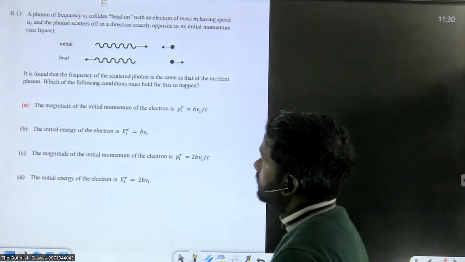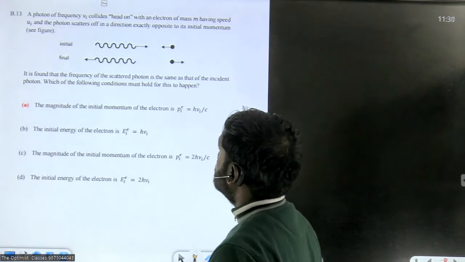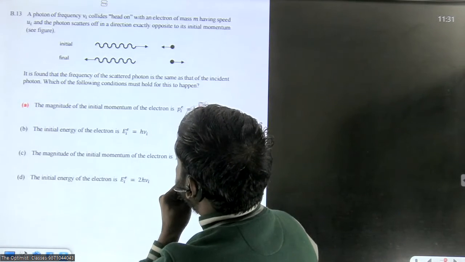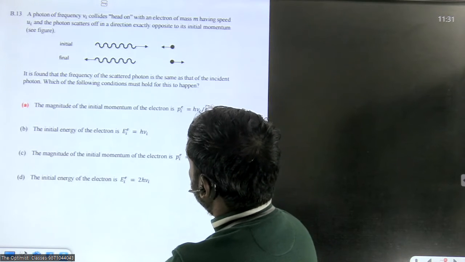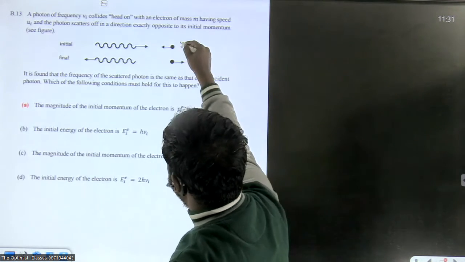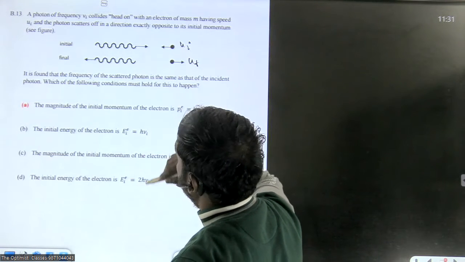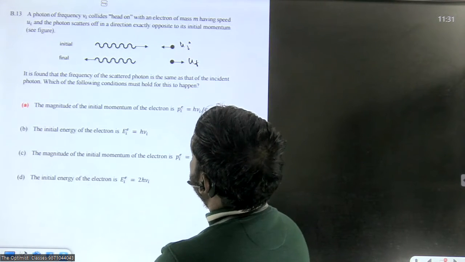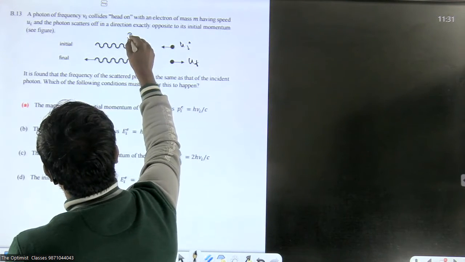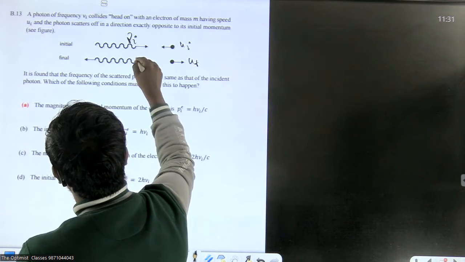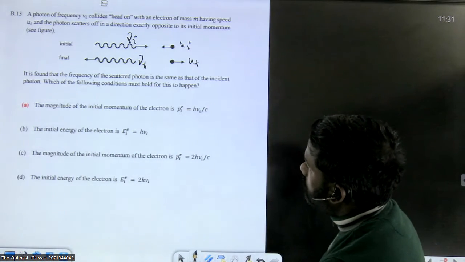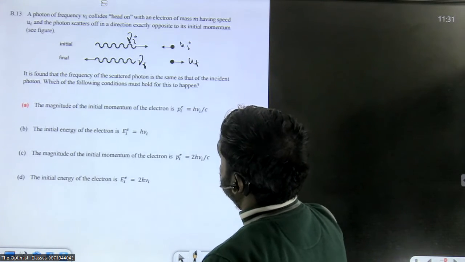Now this one. See, here a photon is interacting with an electron. It says it has initial speed ui. Let's write it like this: it has initial speed ui. Let's say it has final speed uf or vf, whatever we write. Its frequency is nu i, and its final frequency, suppose, nu f. Now the question is, what is the initial momentum of the electron here?